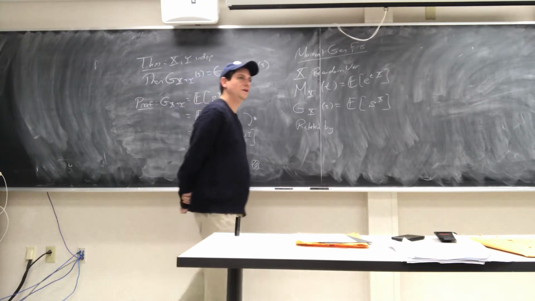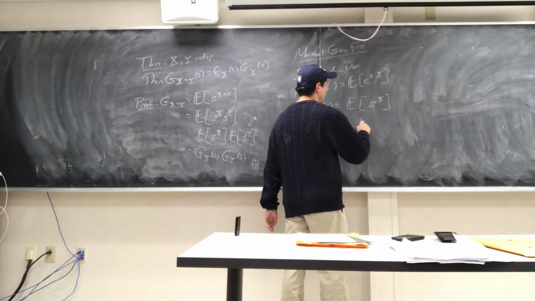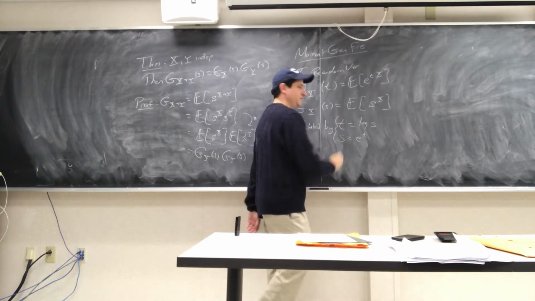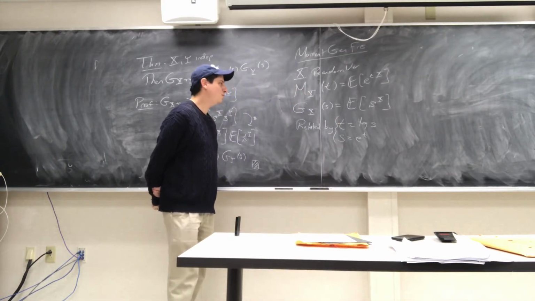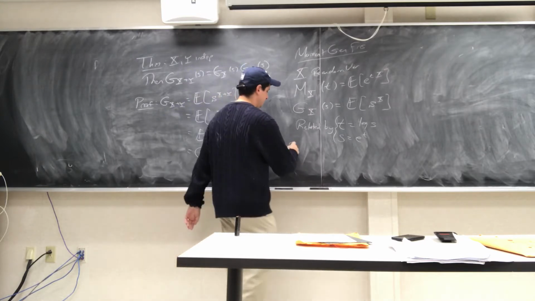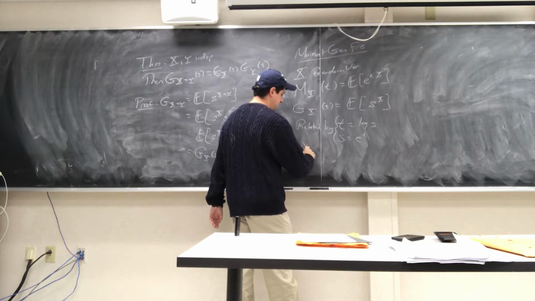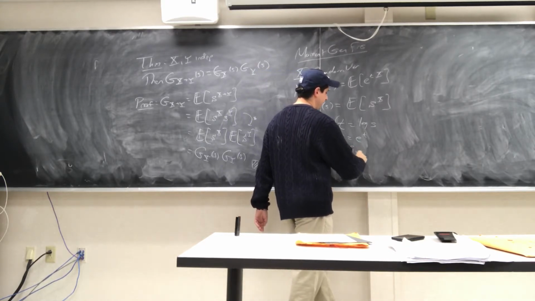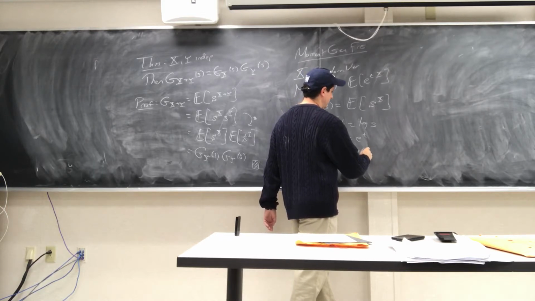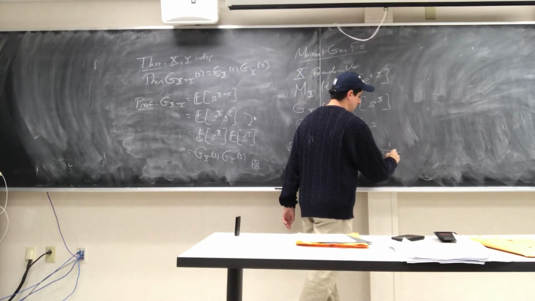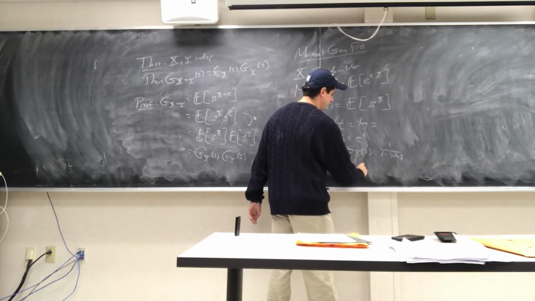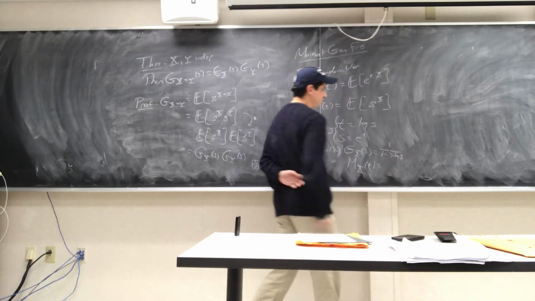Is that the same if t is log s? So t is log of s, or s is e to the t. So if you know one, you know the other. So for example, if x is exponential with parameter lambda, then the generating function of x at s is 1 over 1 minus lambda log s. So what would the moment generating function of x at t be?